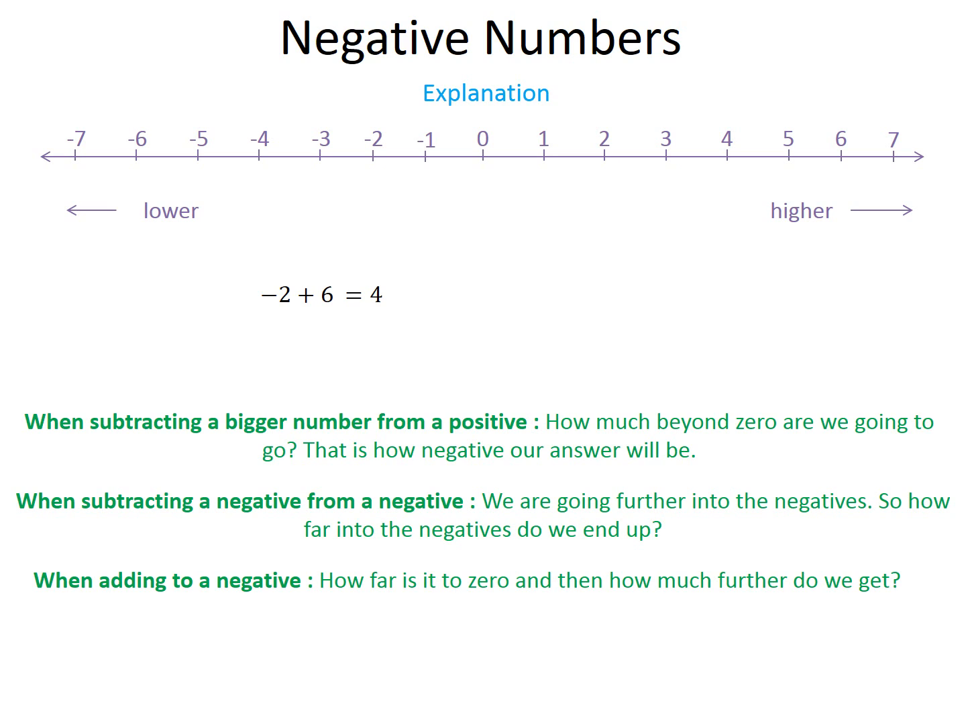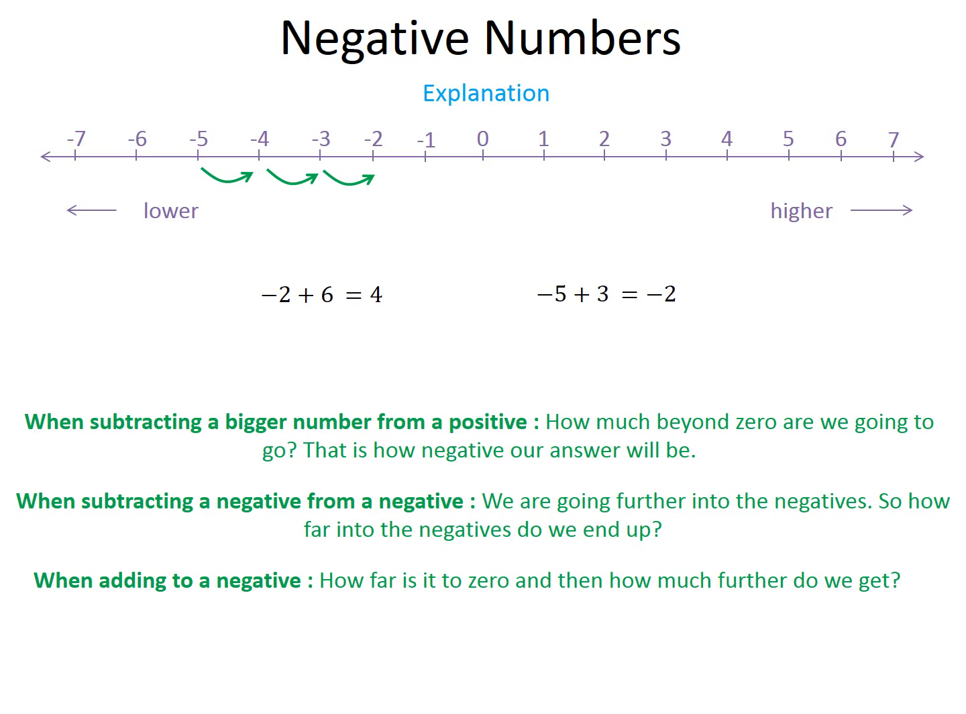Now, it's good to look at another one where we're adding to a negative, and this is -5 plus 3. So I'm starting down here at -5, and I'm adding 3, so I'm going in this direction, 1, 2, 3. I end up at -2. So -5 plus 3 is -2.